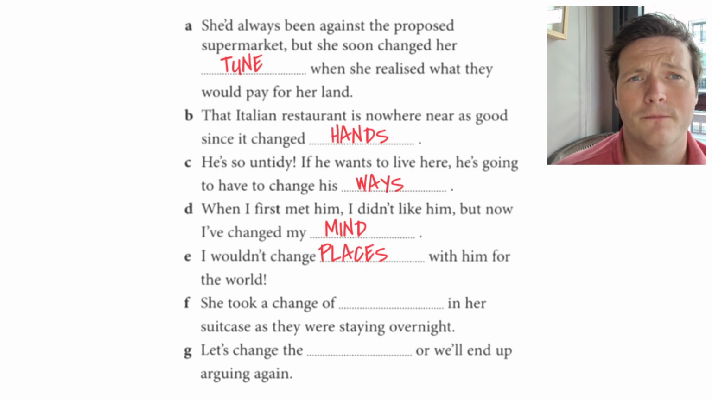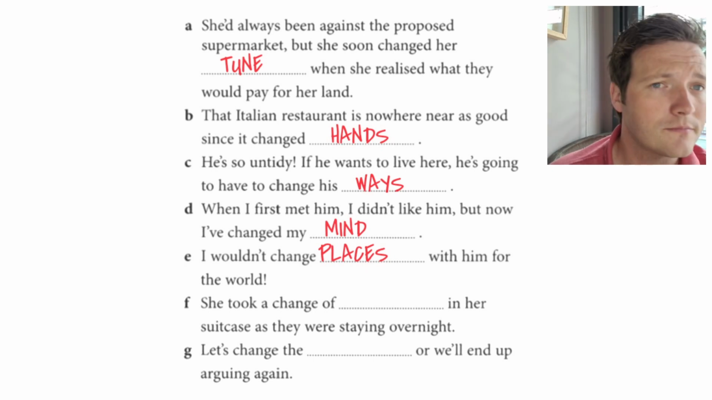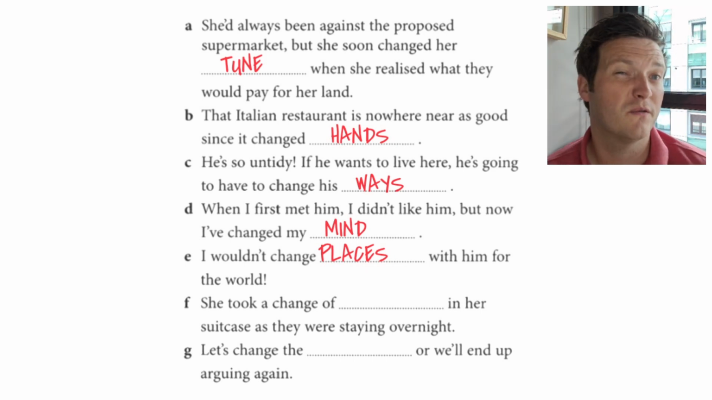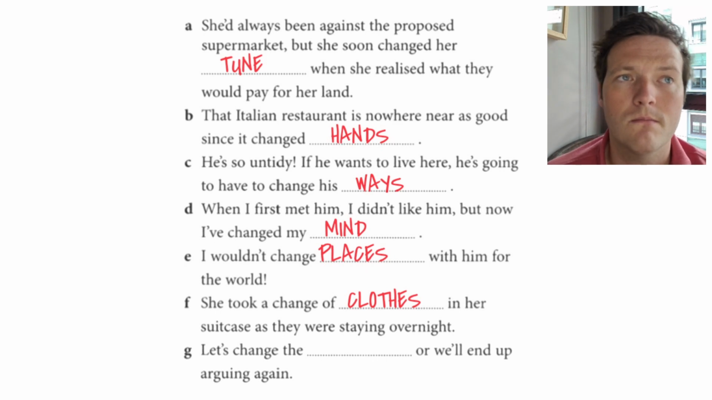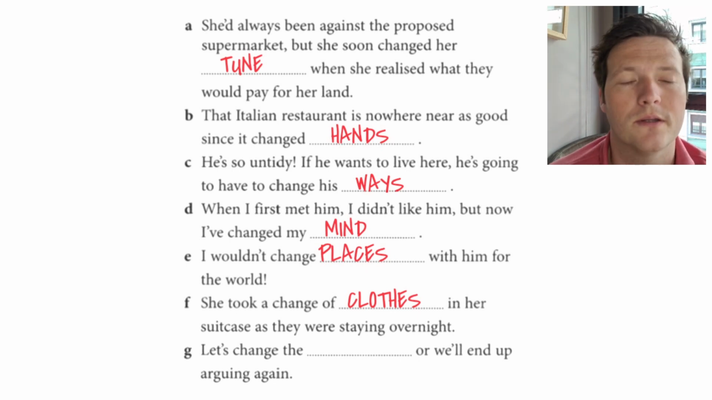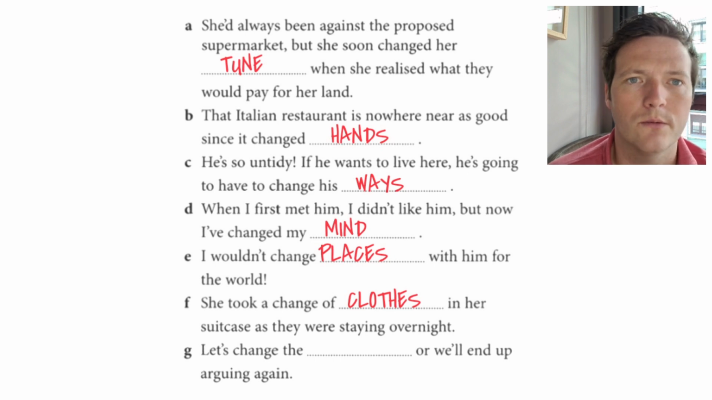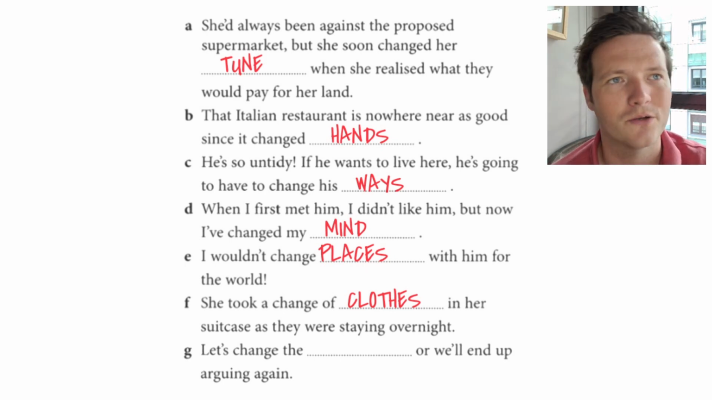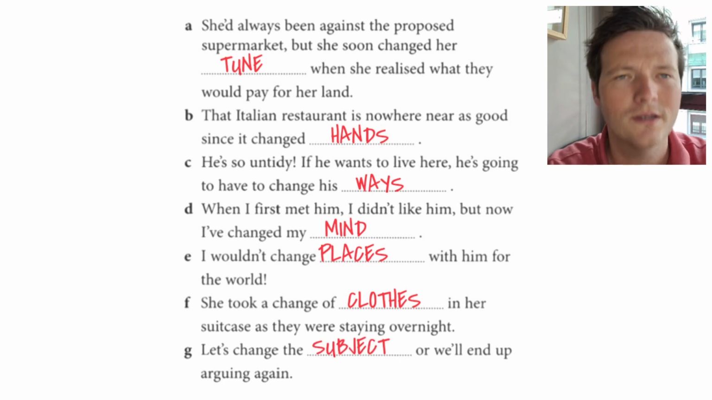F, she took a change in her suitcase as they were staying overnight. So, as they were staying overnight, what's the typical thing that you would take with you? You would take a change of clothes, I think. No? Yeah, can't think of anything else. A change of clothes. Unless it's a specific thing. Change of underwear, maybe. Anyway, G. Let's change the... or we'll end up arguing again. Yeah, so when people are disagreeing about something, they say, let's change the subject.